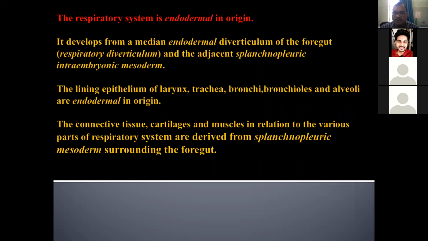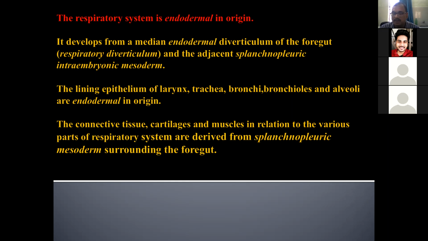It develops from a median endodermal diverticulum of the foregut. One diverticulum, or an outpocketing or a pouch-like structure, develops in the foregut, in the midline of the foregut or on the median side of the foregut. And that diverticulum is known as the respiratory diverticulum.